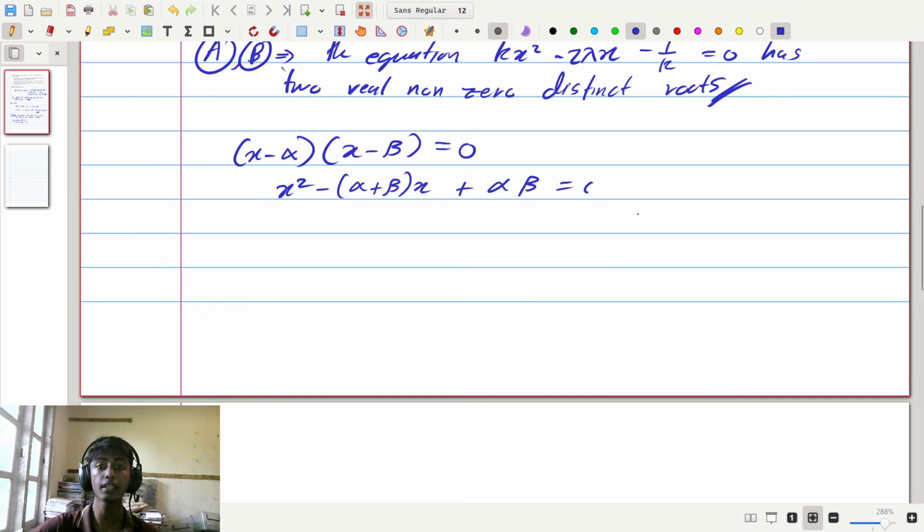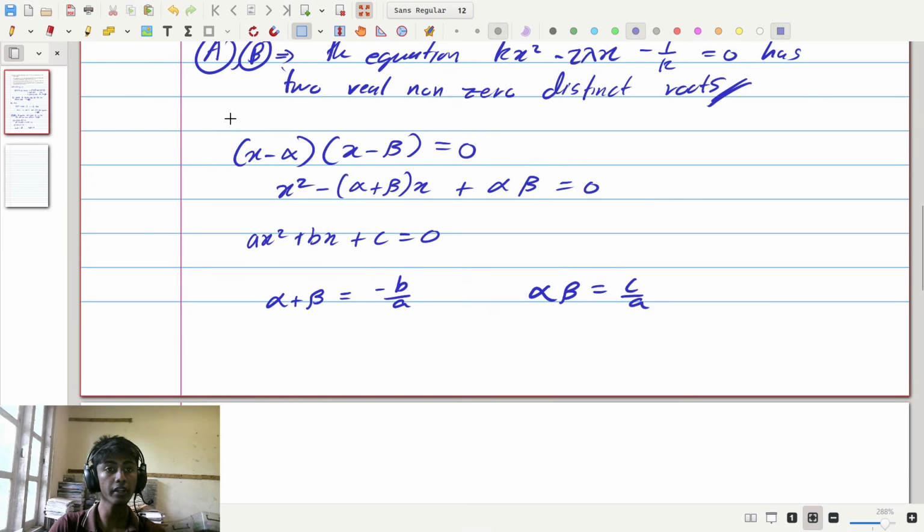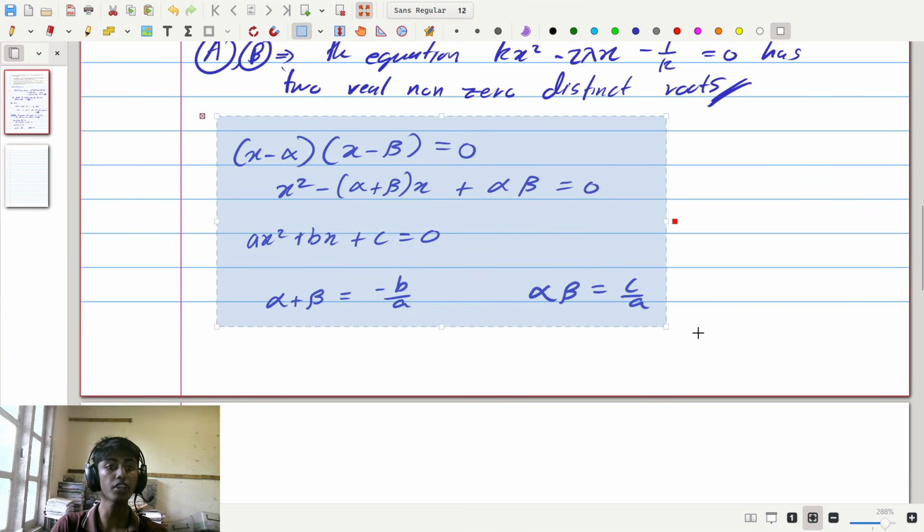From theory, this gives us x squared minus alpha plus beta times x plus alpha beta equals 0. If we consider the general form ax squared plus bx plus c equals 0, from theory we know alpha plus beta is equal to negative b over a, and alpha times beta is equal to c over a. So in this case, we are going to directly apply this theory to the equation that we have.